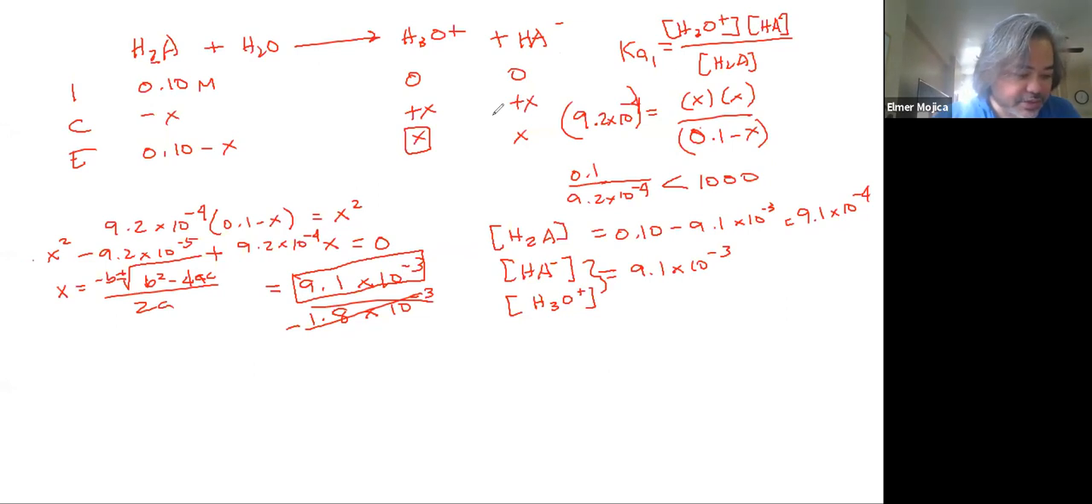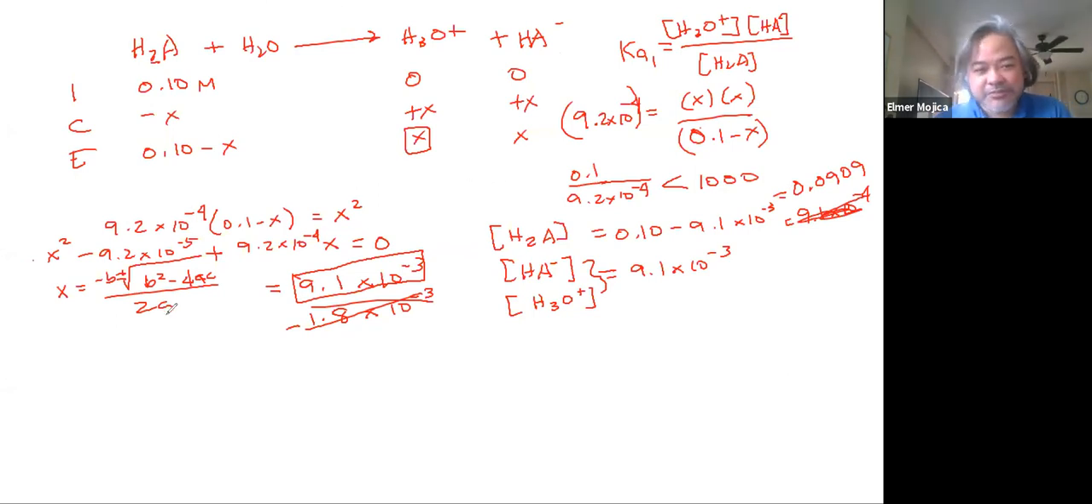Am I right? Maybe 0.1 minus 9.1 exponent negative 3. Maybe I'm wrong. No, this one is around 0.0909. My mistake. Okay.